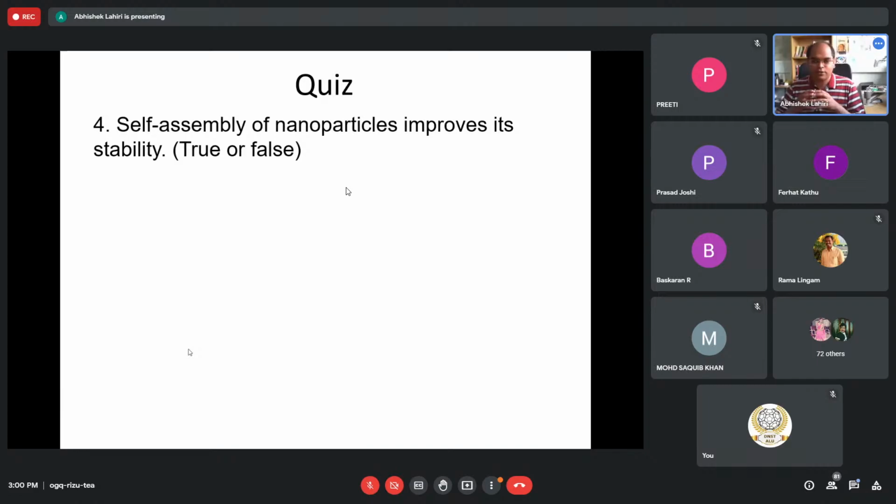Self-assembly of nano improves its stability. True or false? True, sir. That's correct.